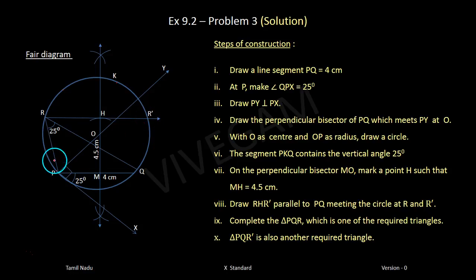Now complete the triangle PRQ, which is required. I'm sorry, this line is not joining here. It's a mistake. Actually, it should join. Okay. So now PRQ is the required triangle, or PR dash Q is also the required triangle. So this Q is actually joined by mistake, I did some modification, I think it diverged. Okay, so PRQ is the required triangle. Alternatively, PR dash Q is also the triangle. Like this, you can join PR dash and Q. PR dash Q is also the required triangle.